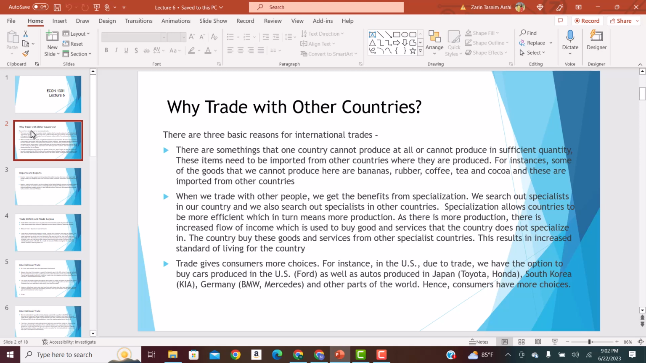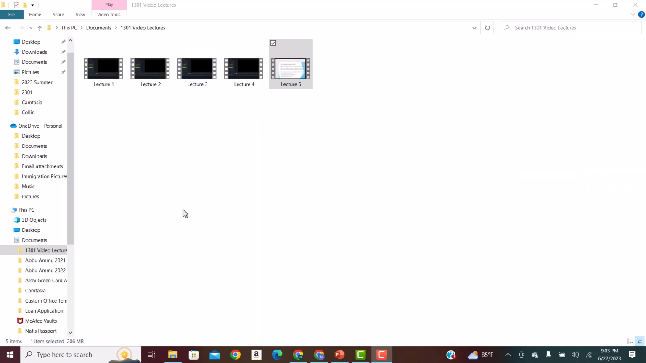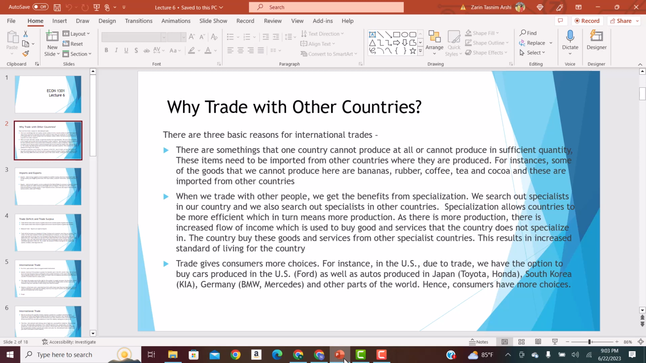The second reason why countries engage in international trade is basically when countries engage in trade, they get the benefits of specialization. Okay, so what does specialization mean? Specialization means that when a country is undertaking an activity, the trade leads to specialization, which has its own benefits. So if a country engages in a production of a particular type of good, they keep on doing it and they become specialized in it.